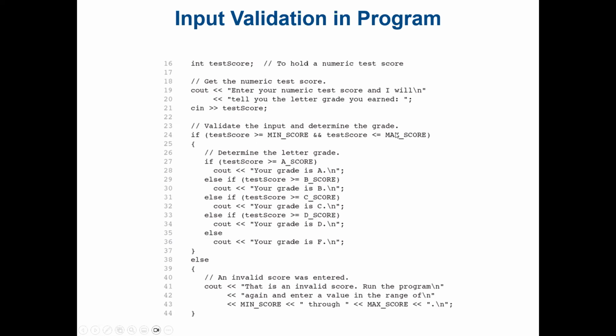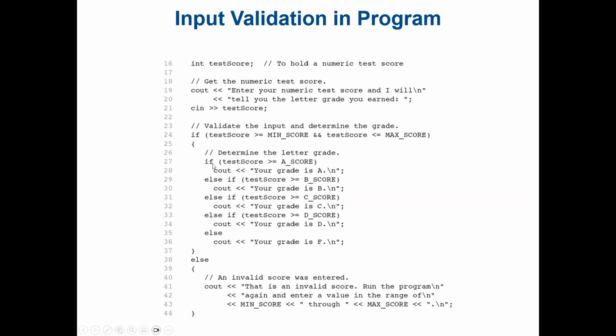Now we are going to determine the letter grade. So if the test score is greater than or equal to A score, we'll say that your grade is A, then greater than or equal to B score, your grade is B, we also have C, your grade is C, then greater than or equal to D score, then your grade is D, else you fail. So we have options for A, B, C, D.